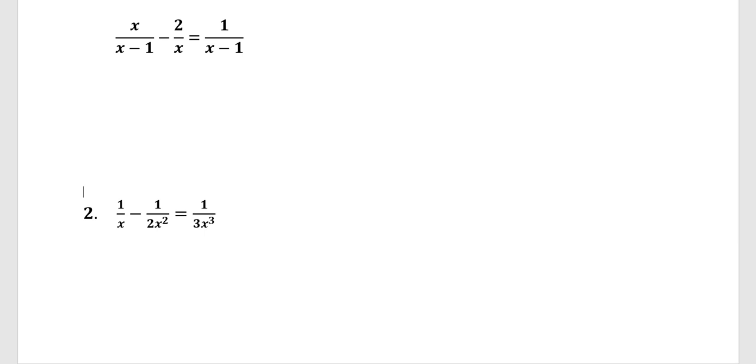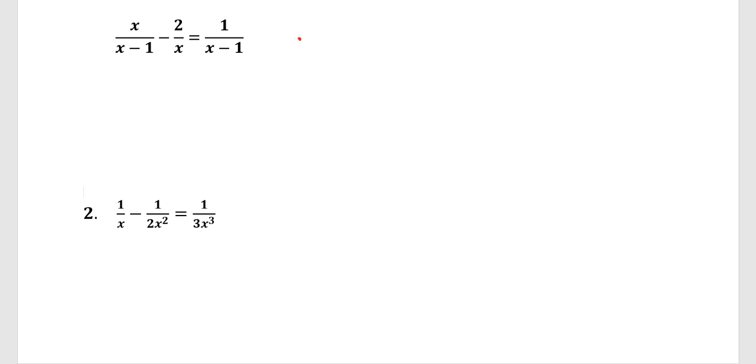Okay, so we need to solve these two rational equations. So here we have the first one: x over x minus 1 minus 2 over x equals 1 over x minus 1. So again, multiply by, so I'm going to use the dot to refer to the multiplication sign again, in order not to confuse it with x.